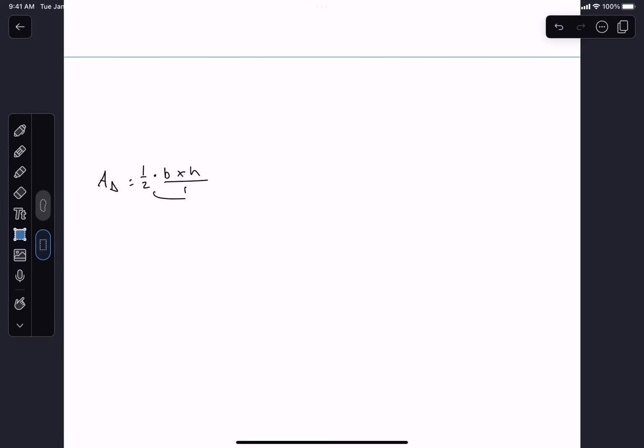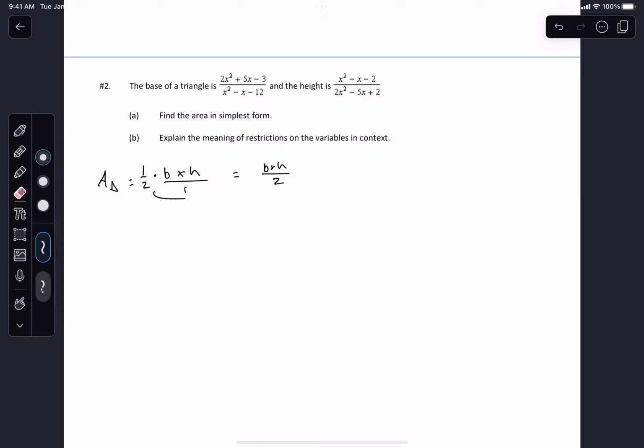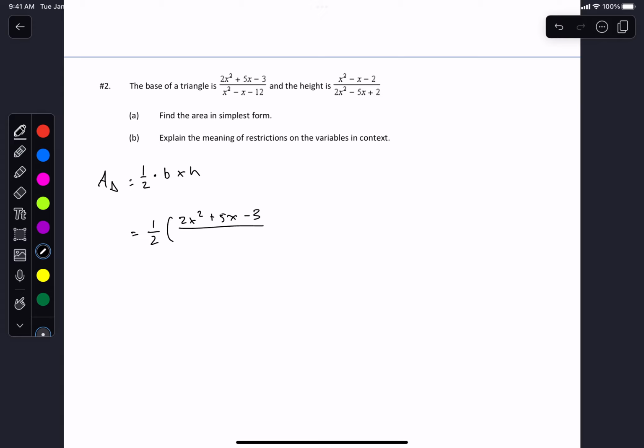Okay. So let's go. Oh, yeah, I need that, don't I? So the base is going to be 1/2, and we're going to multiply that by 2x squared plus 5x minus 3 over x squared minus x minus 12, multiplied by x squared minus x minus 2 divided by 2x squared minus 5x plus 2. Okay. Is this Jacob's question? Yeah, it's in the review there. Number 2.